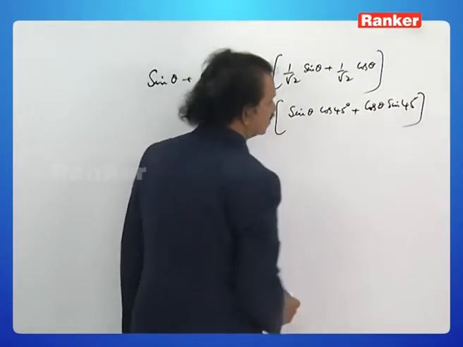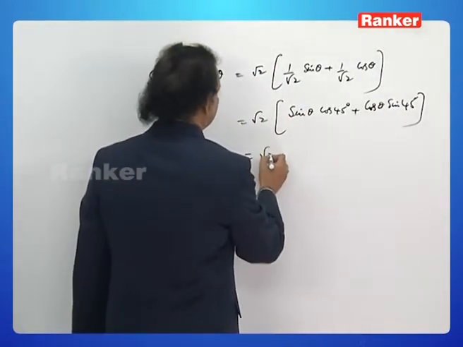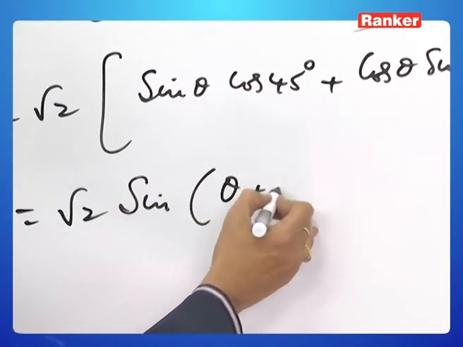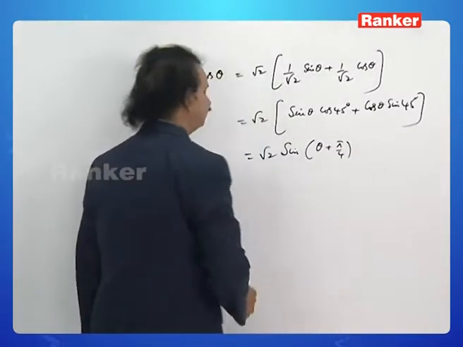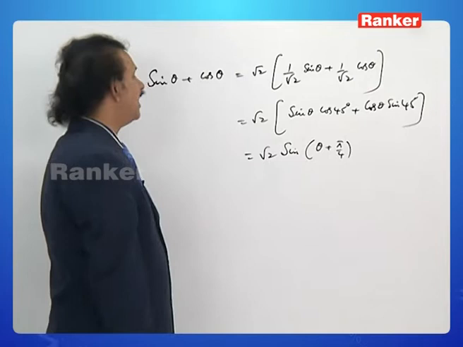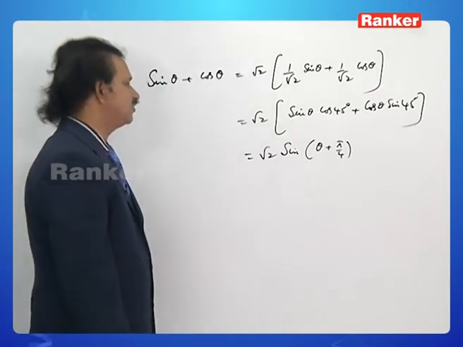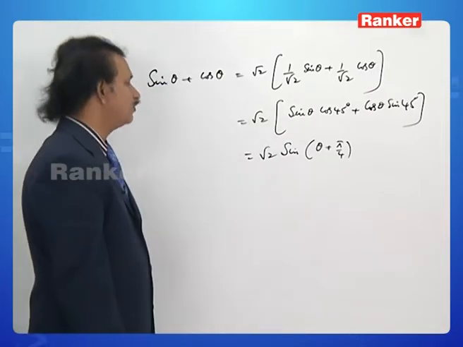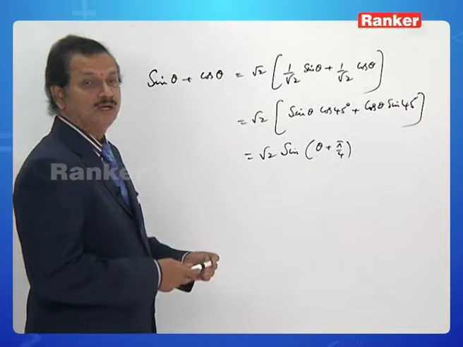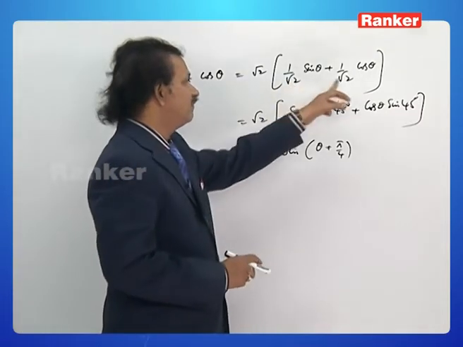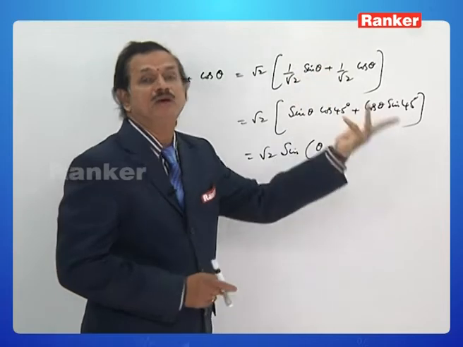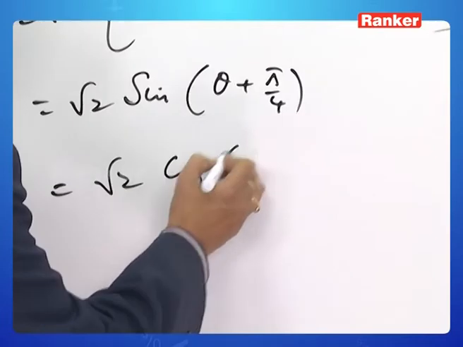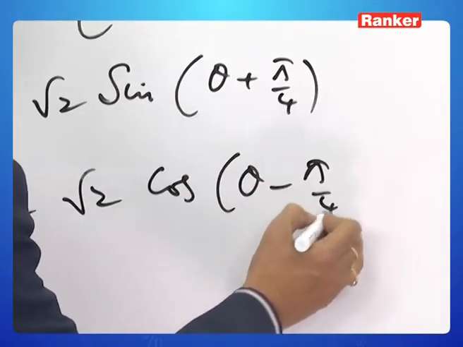Sin A cos B plus cos A sin B. What is that? Sine of A plus B. That is sine of theta plus pi by 4. So as and when you have sin theta plus cos theta, it can be written as root 2 into sine of theta plus pi by 4. Well, my dear, you can also imagine this as sin 45, this as cos 45. Then it becomes cos of theta minus 45. So this is also root 2 into cos of theta minus 45, that is, theta minus pi by 4.